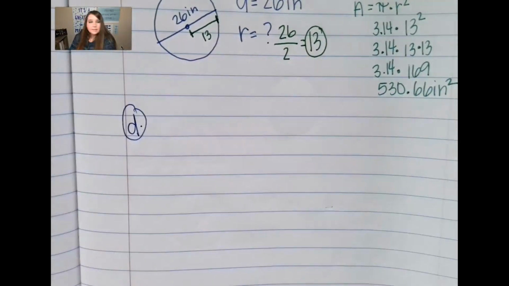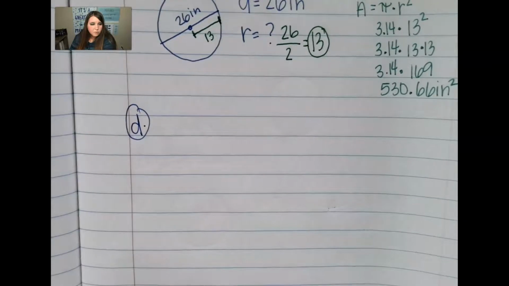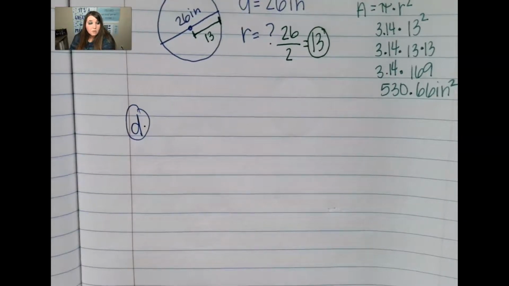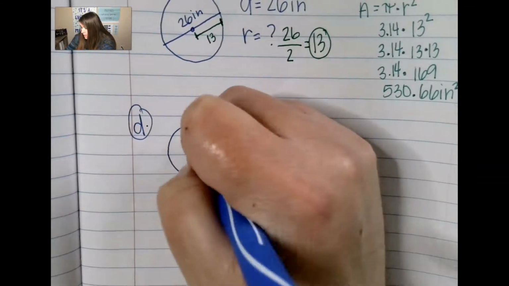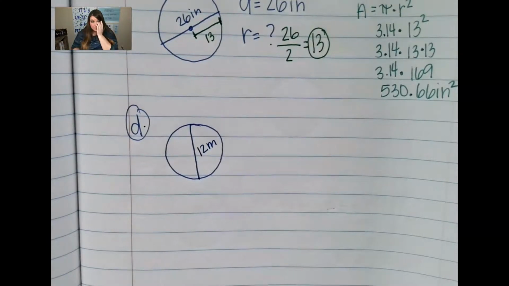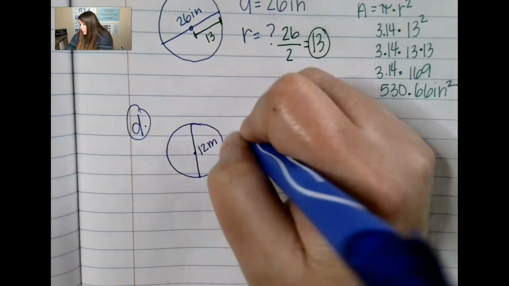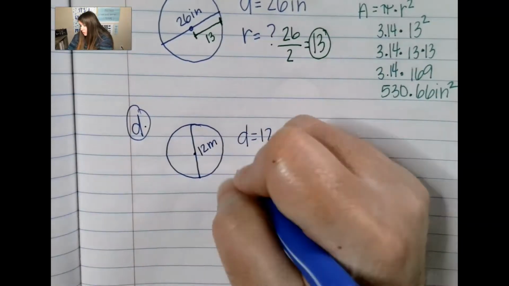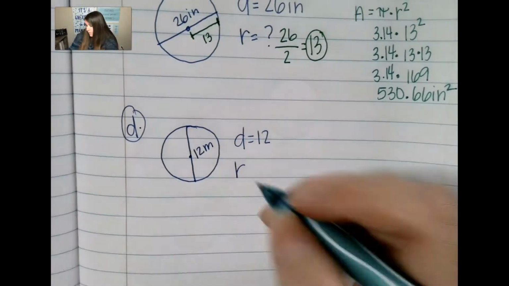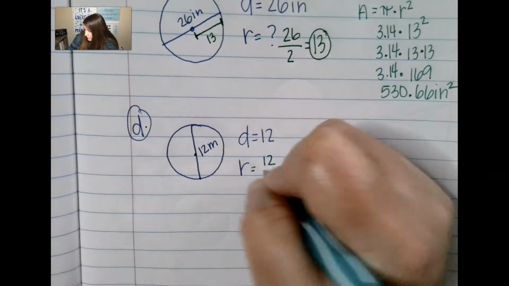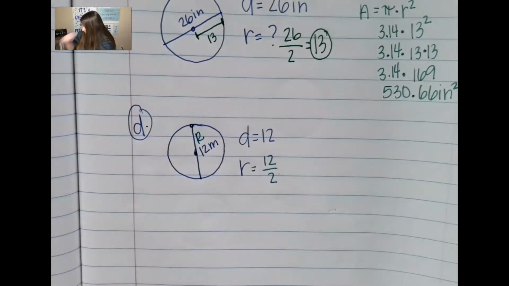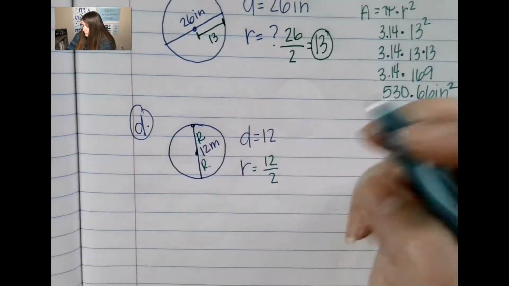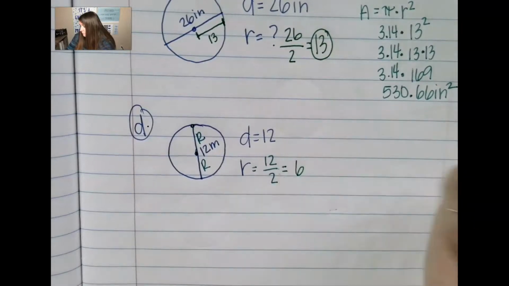Okay, example D. We want to find the area of a circle with a diameter of 12 meters. So we know that D is 12, but we want radius. So to find the radius, I'm going to take 12 and just chop it in half, because from here to here is radius. We're going to find that the radius is 6 meters.